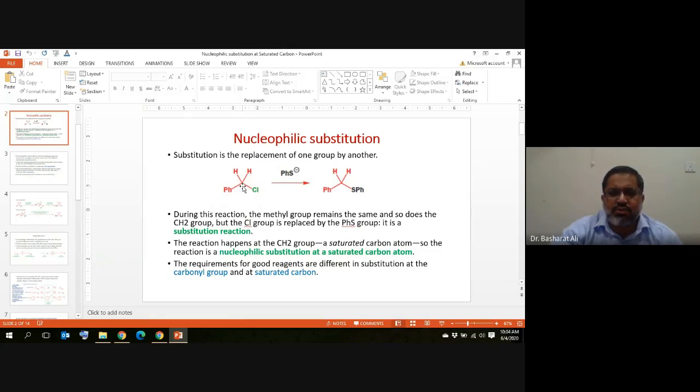Here a CH2 group is present, a carbon attached directly to two hydrogen atoms and one phenyl group. The reaction happens at the CH2, that is the methylene group, a saturated carbon atom. So the reaction is nucleophilic substitution at a saturated carbon atom. The requirements for a good reagent are different in substitution at the carbonyl and at a saturated carbon.